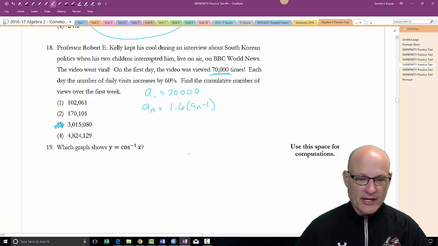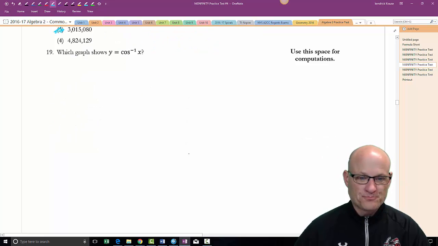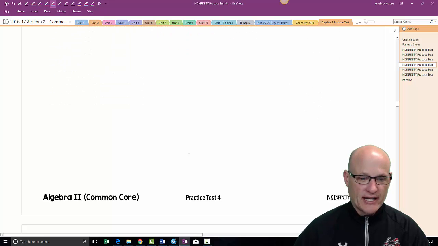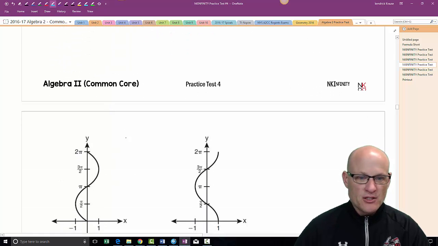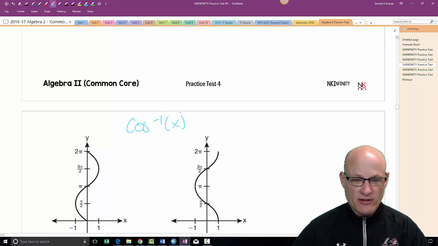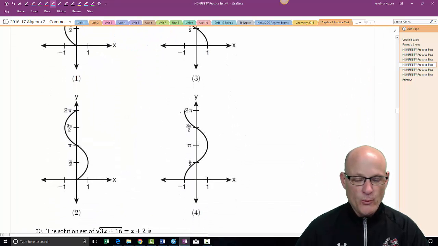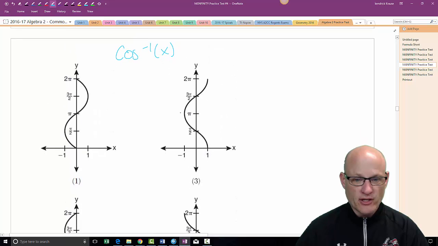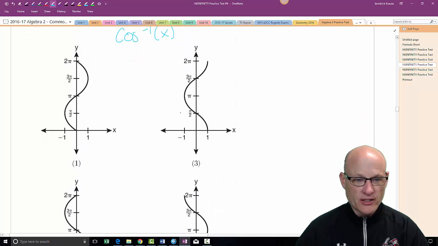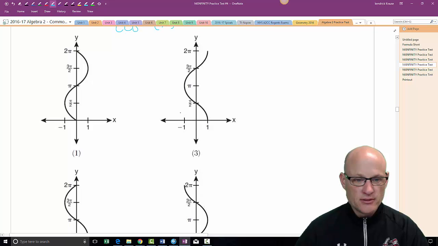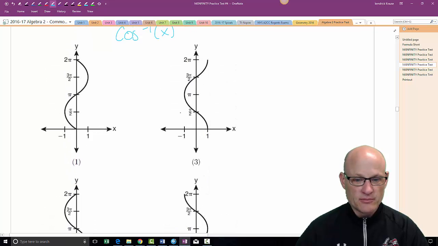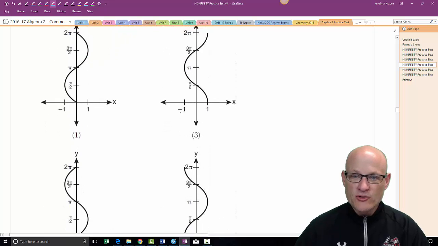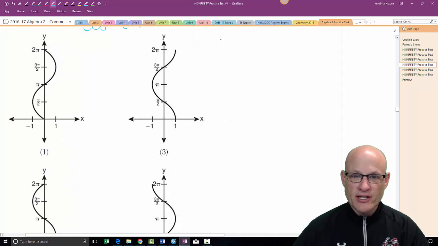All right, here we go. We're off again. I don't know why. What's going on with this? But which one is cosine negative 1, the inverse cosine function? Could be any one of these suckers. They all look funky. What in the heck's the difference between the two of them? I don't know.